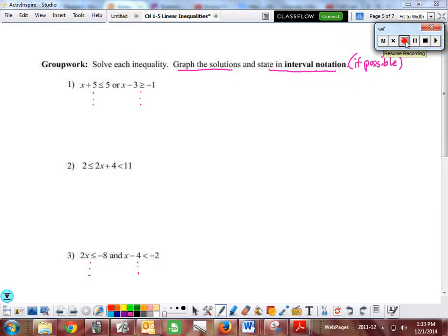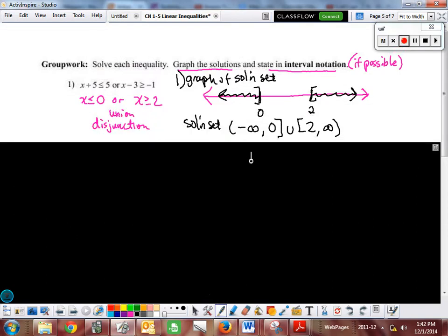All right, in about 5 minutes, we'll do a key and check your answers on it. All right, so your first one, check your answer on the first one.